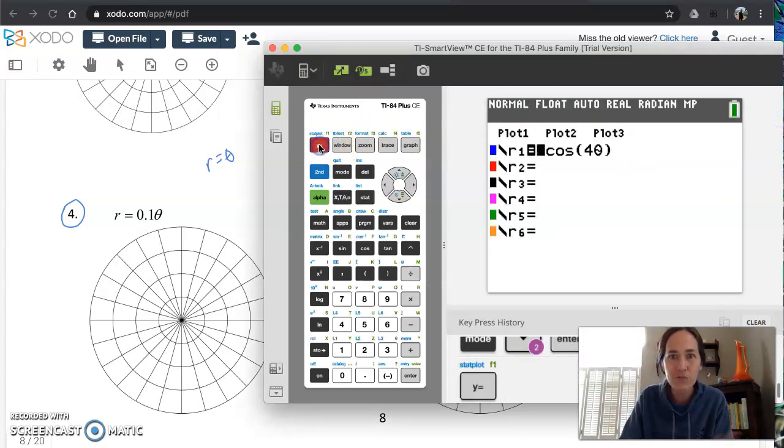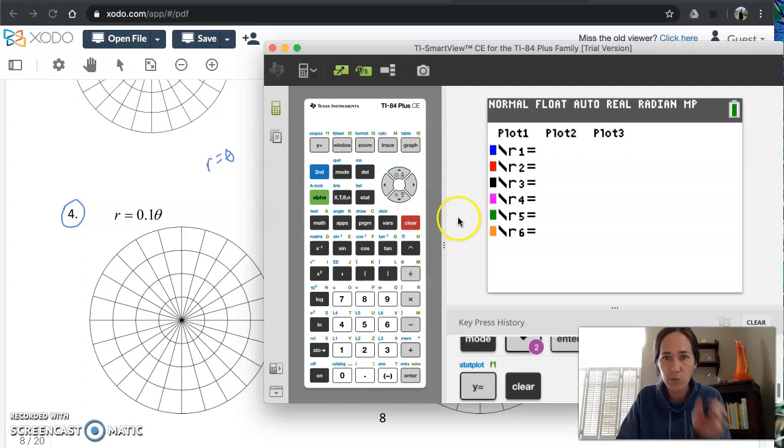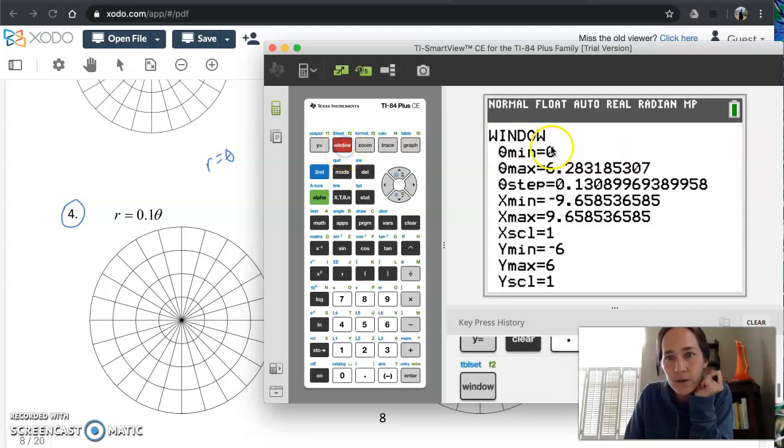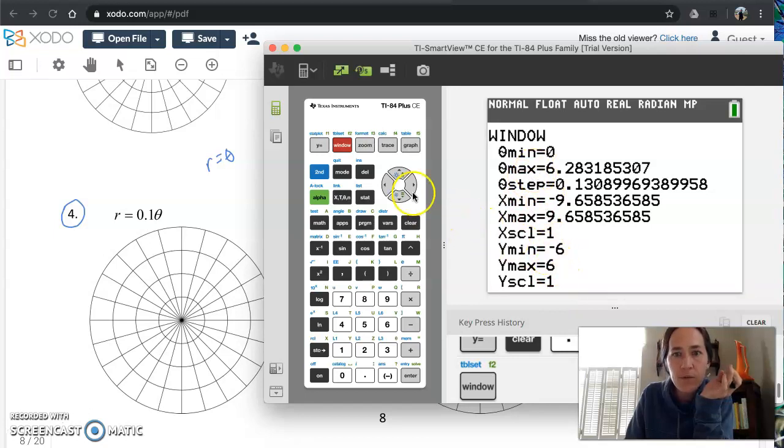Okay, so let me go to my y equals. I'll clear out the equation I already have in there. Right now, I'm going to keep the window settings as they just were, and I'm going to type in, as appears in number 4, 0.1 times theta. Okay, get ready for a letdown. Hit graph, and oh man, I don't see that much. Does anybody see a tiny little start to like a snail that's coming out from the origin there? Go to window. This was the same window we used before, -6 to 6, theta min and max. Now notice what's happening.